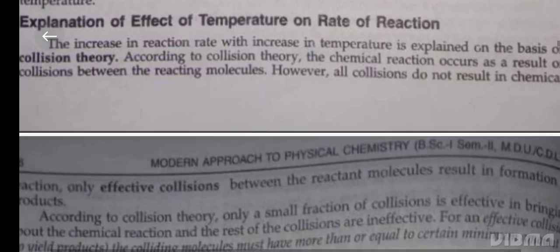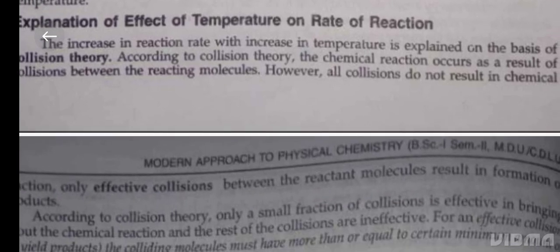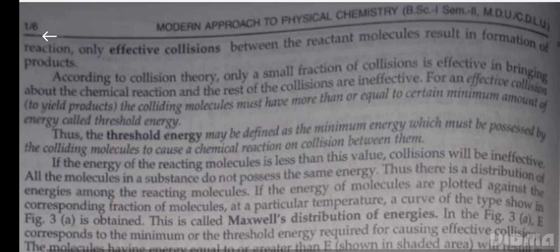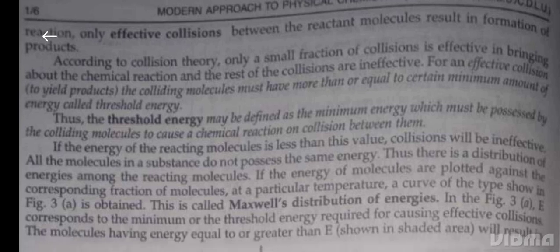Explanation of the effect of temperature on rate of reaction. The increase in reaction rate with increase in temperature is explained on the basis of collision theory. According to collision theory, a chemical reaction occurs as a result of collisions between the reacting molecules. However, all collisions do not result in chemical reaction. Only effective collisions between the reactant molecules result in formation of products.